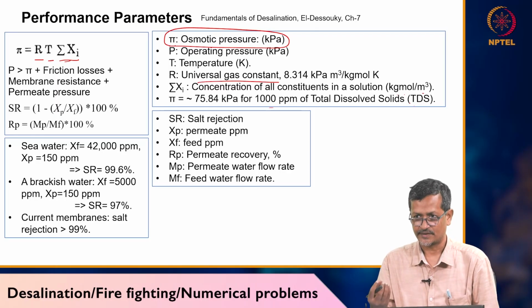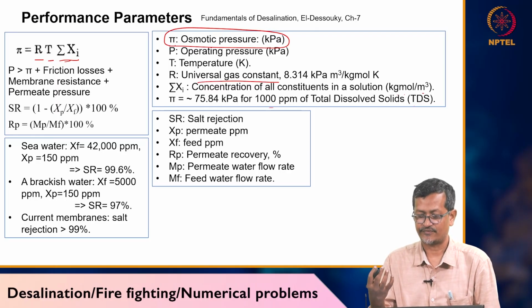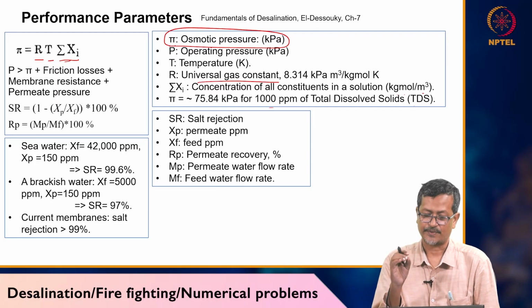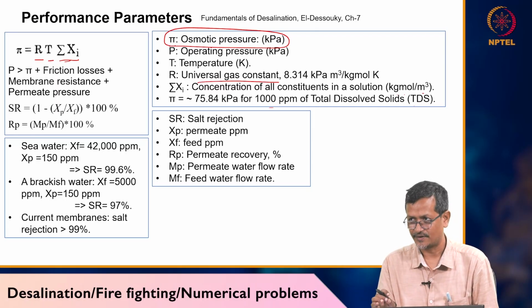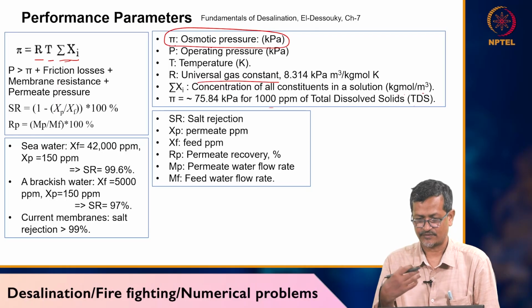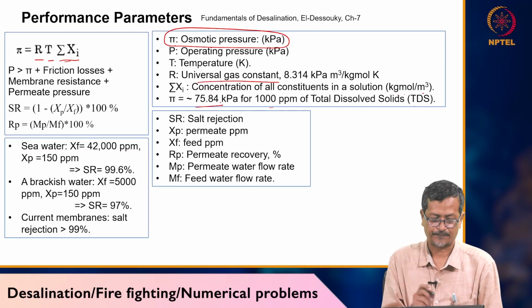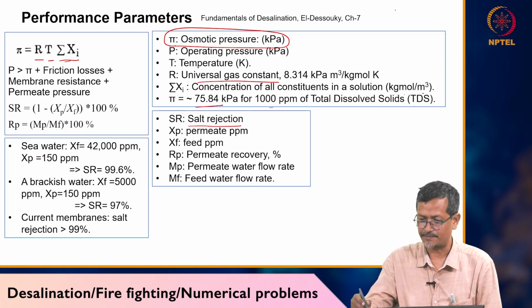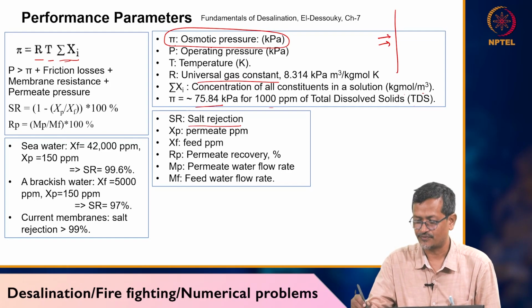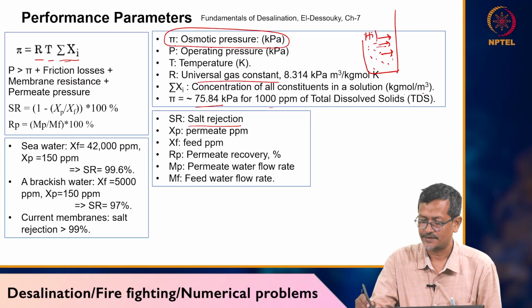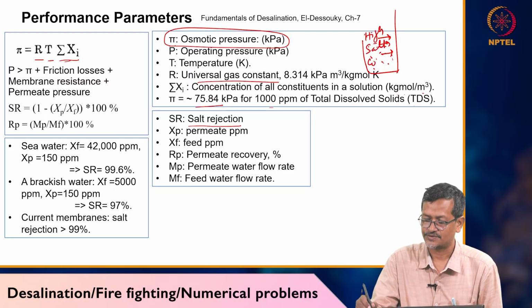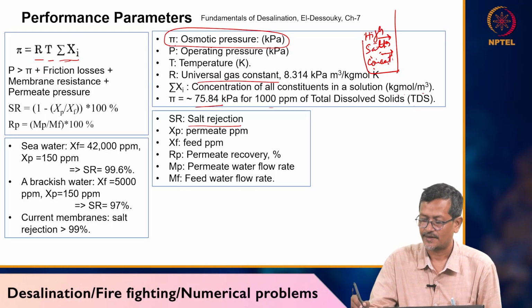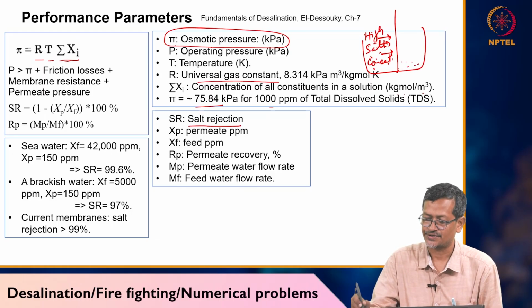So how much total dissolved solids is there? If 1000 ppm is there, you can take the pi value as 75.84. If no value is given, you can assume and use this value. Now SR is the salt rejection. So you have one membrane. You are giving high pressure fluid, and the higher salt concentration is here and the low salt concentration is here.